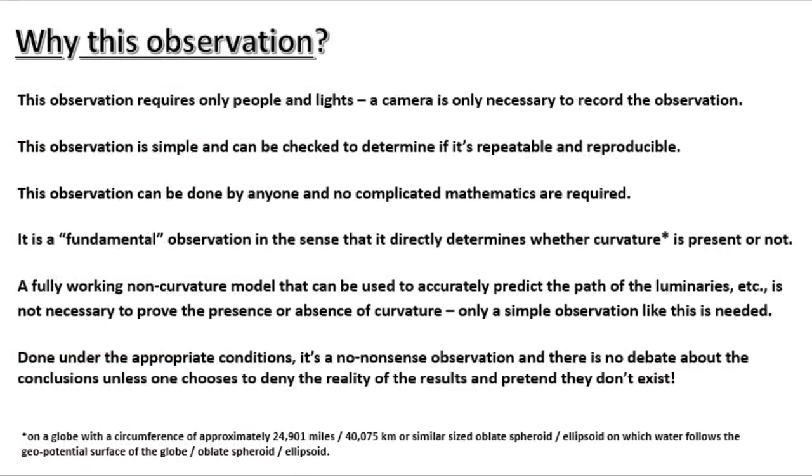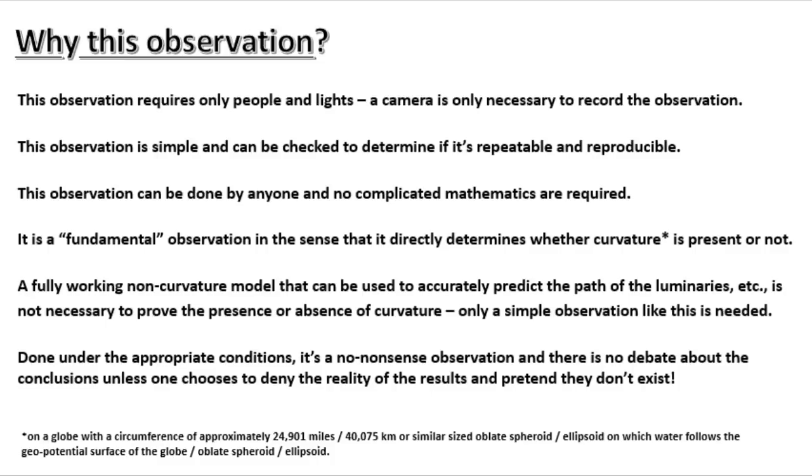Why this observation? This observation requires only people and lights. A camera is only necessary to record the observation. This observation is simple and can be checked to determine if it's repeatable and reproducible. This observation can be done by anyone, and no complicated mathematics are required. It is a fundamental observation in the sense that it directly determines whether curvature is present or not.